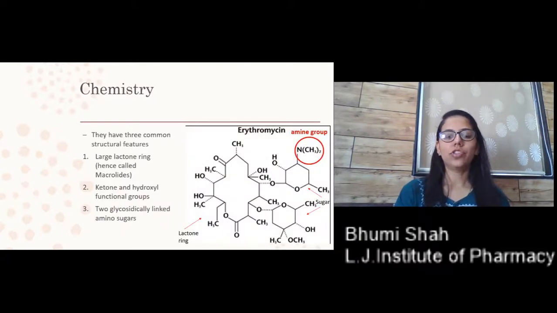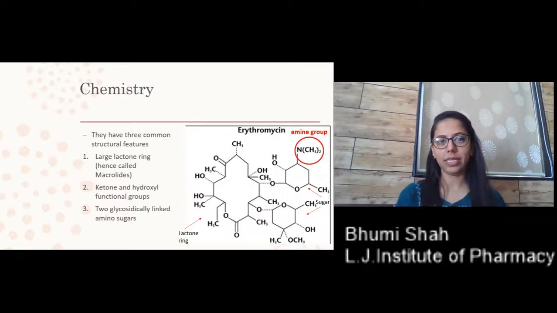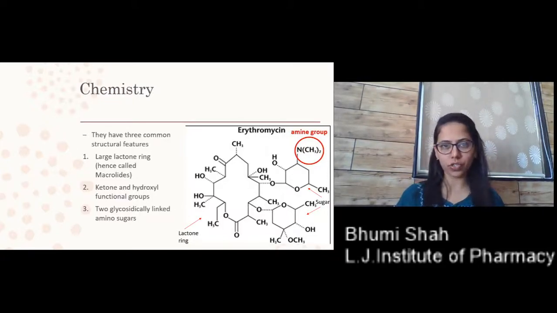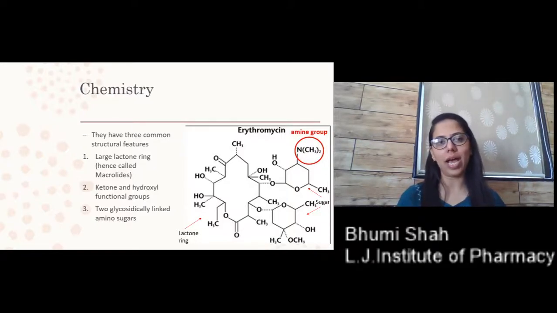Basically, the structure of macrolide antibiotics possesses three main groups. First, a large lactone ring. Second, ketonic and hydroxyl functional groups. And third, sugar molecules, which are glycosidically linked with the lactone ring. Due to this large lactone ring, this group of antibiotics is known as macrolides.